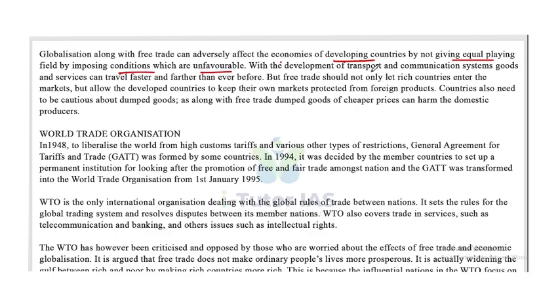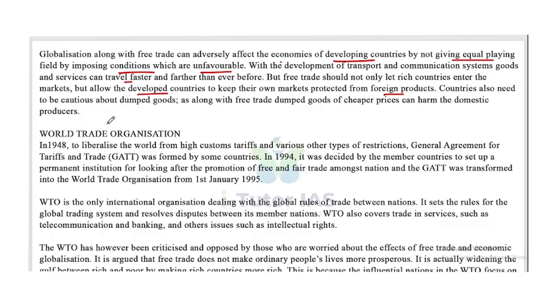With the development of transport and communication systems, goods and services can travel faster and further than ever before. But free trade should not only let rich countries enter the markets, but allow the developing countries to keep their own markets protected from foreign products. Countries also need to be cautious about dumped goods, as along with the free trade, dumped goods of cheaper prices can harm the domestic producers.